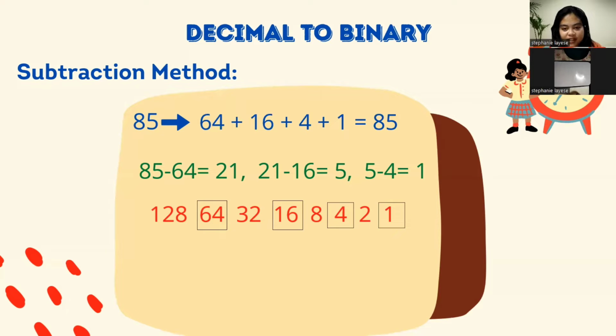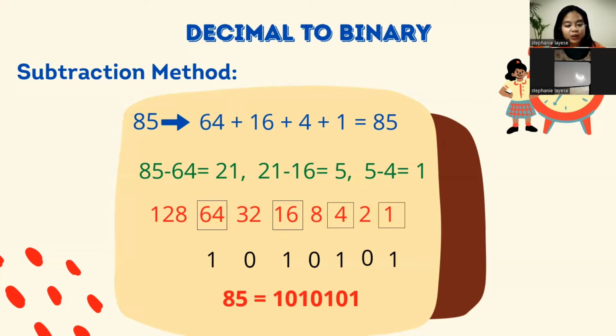Now, to know the binary number of 85, you simply put 1 to those numbers that have boxes and 0 to those numbers that don't have boxes. So we will start at 64 because this is the first number we chose earlier. So we put 1 for 64, 0 for 32, 1 for 16, 0 for 8, 1 for 4, 0 for 2, and 1 for 1. In conclusion, 85 has the binary number 1010101. Again, 85 has the binary number 1010101.